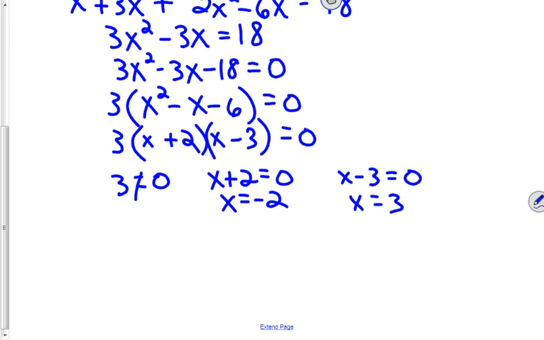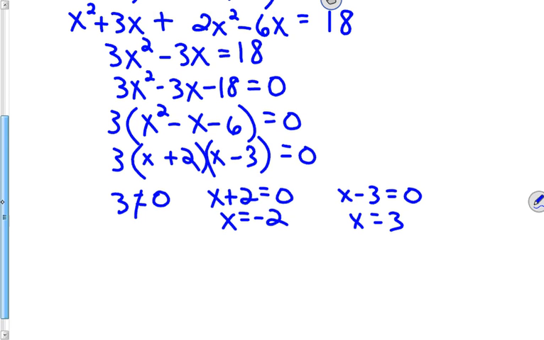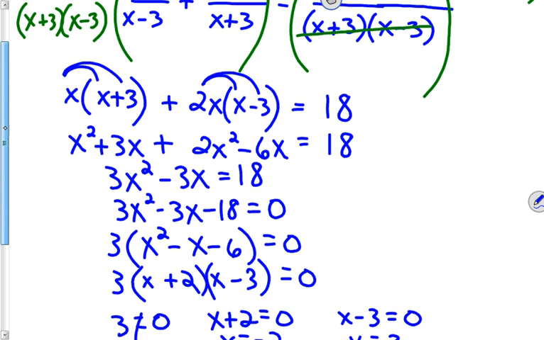Now we do have to double check if any of those solutions make any of the denominators 0. So we need to go back up here to our original.